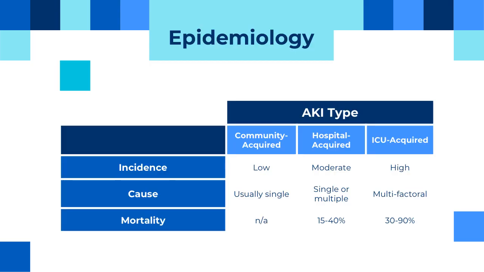As a patient becomes more acutely ill, the risk of acute kidney injury is higher. So in the community setting, the incidence of AKI is low, but as we move into more sick patients in hospitals and ICU settings, the risk of AKI increases. It's also worth noting that the mortality associated with ICU-acquired AKI is very high.